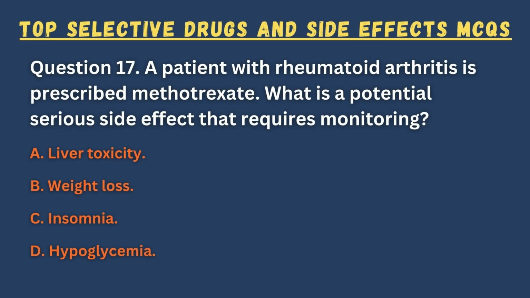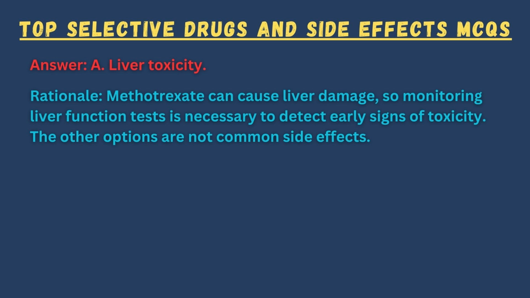Question 17. A patient with rheumatoid arthritis is prescribed methotrexate. What is a potential serious side effect that requires monitoring? A. Liver toxicity. B. Weight loss. C. Insomnia. D. Hypoglycemia. Answer: A. Liver toxicity. Rationale: methotrexate can cause liver damage, so monitoring liver function tests is necessary to detect early signs of toxicity. The other options are not common side effects.